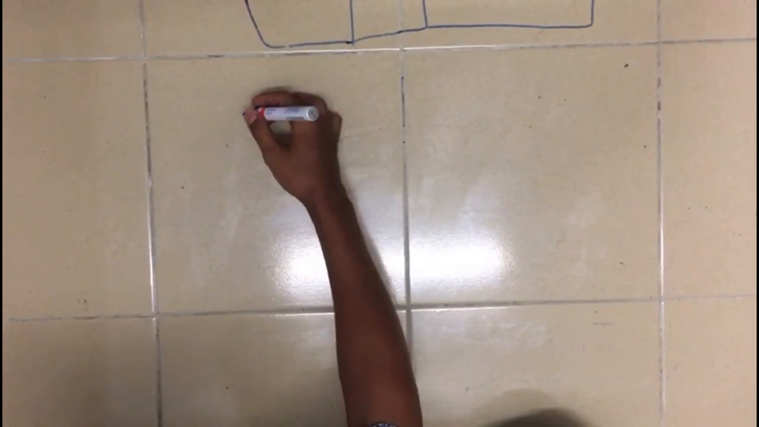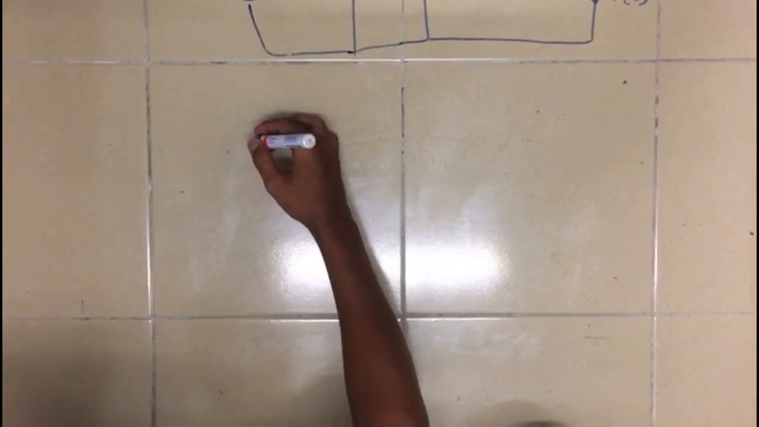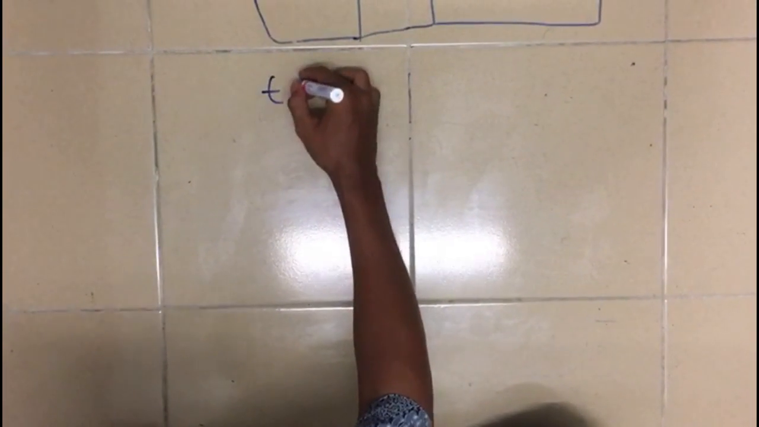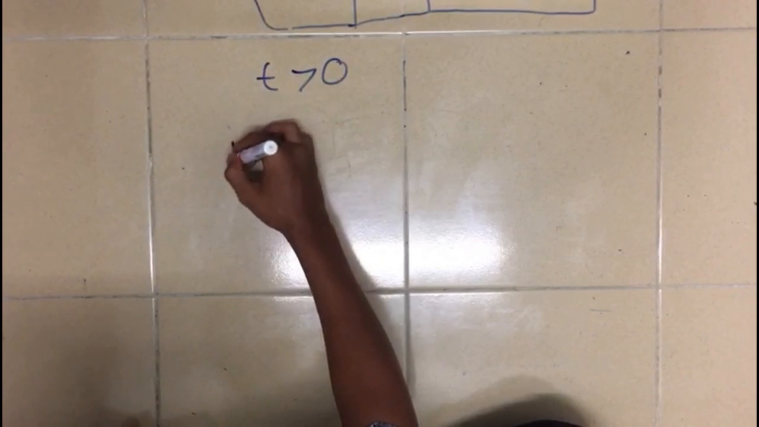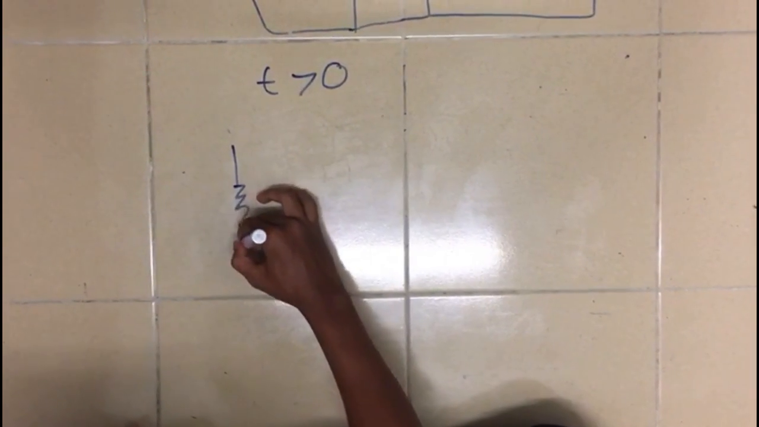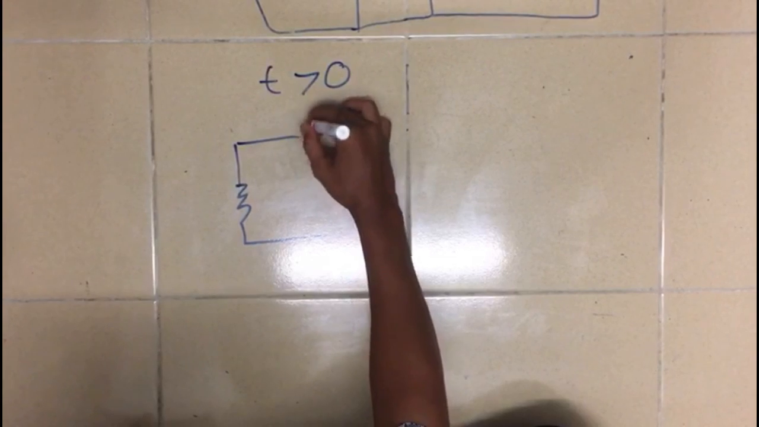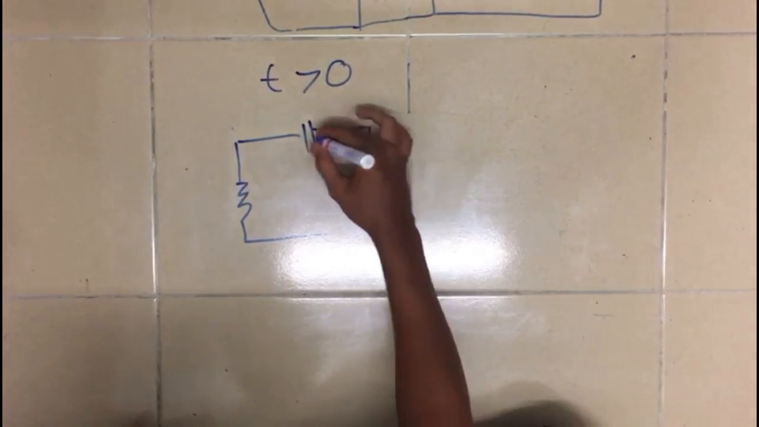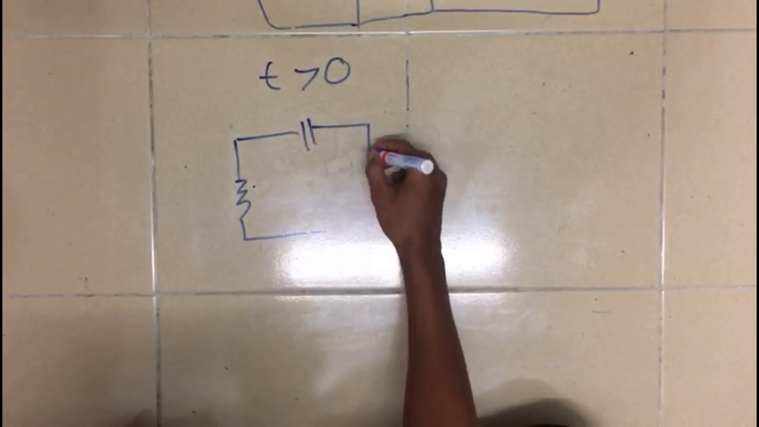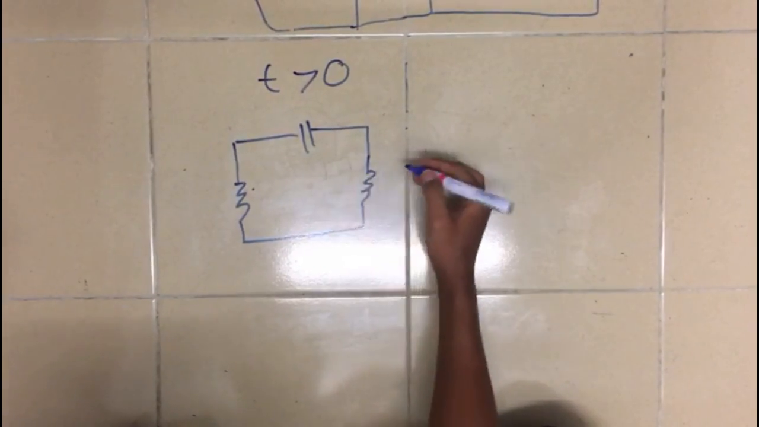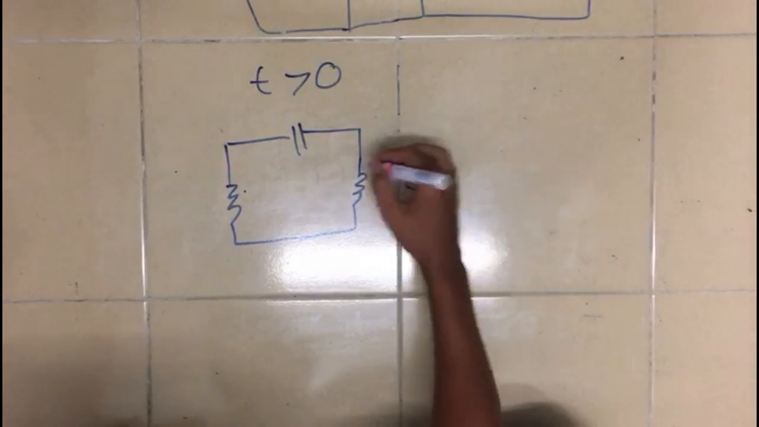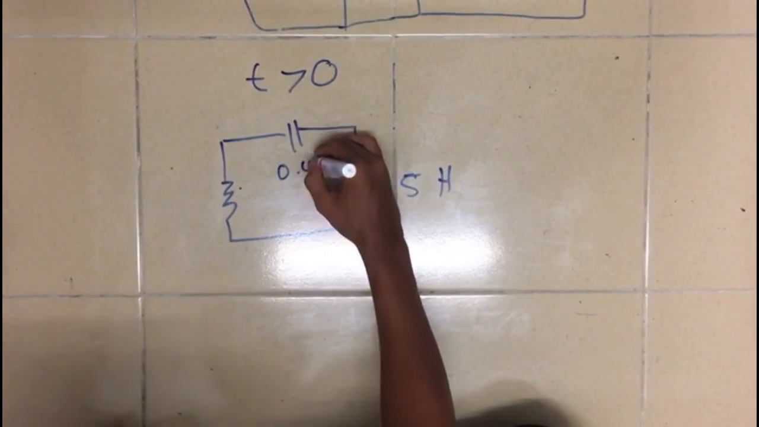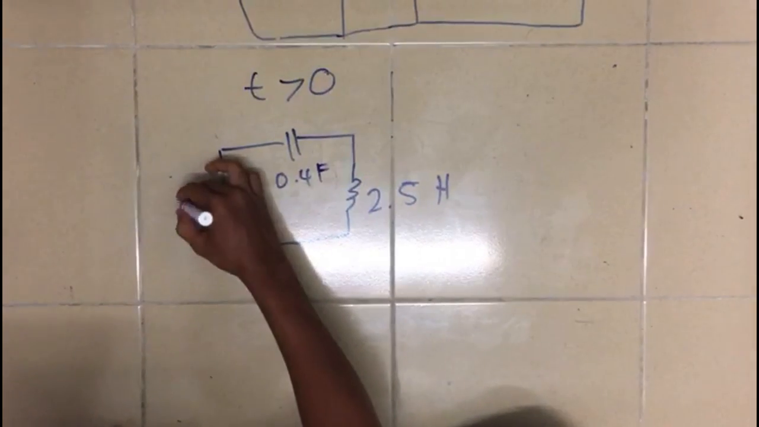Okay, first step, to find the answer we must draw the circuit when t is greater than 0. When t is greater than 0, it becomes like this. It has inductance, capacitance and resistance. The values are 0.4 farad and 10 ohm.